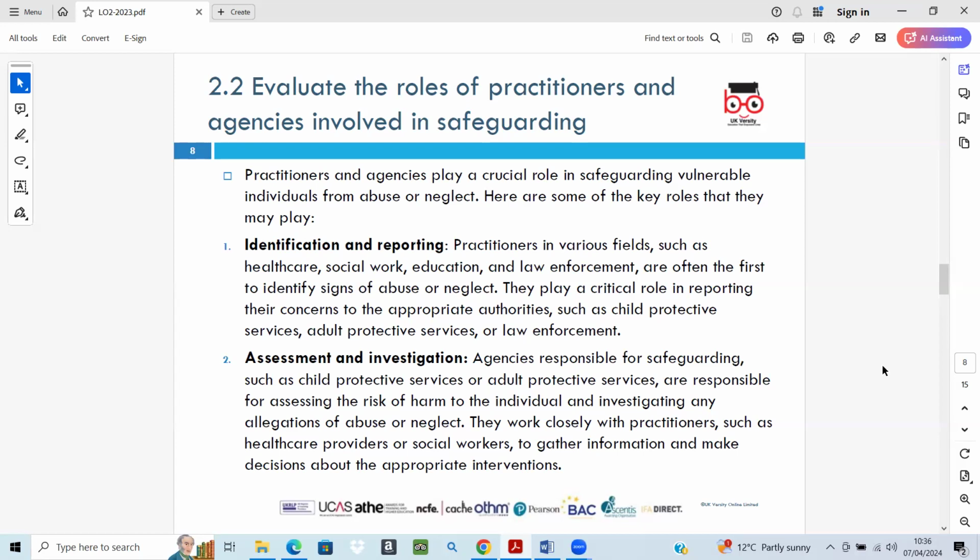So then we may ask why it is important for a practitioner to report a concern about abuse or neglect. Again, reporting is crucial for initiating investigation and intervention that can protect the individual from further harm. And if we understand the role of practitioners and agencies in safeguarding, then as a care worker, we will understand the topic and the procedure properly.